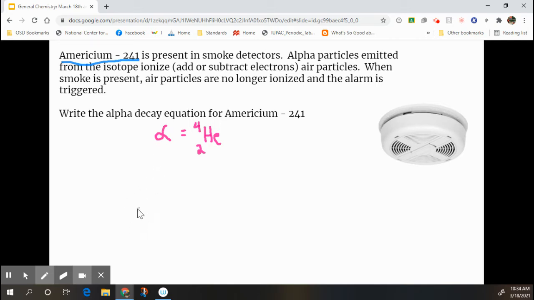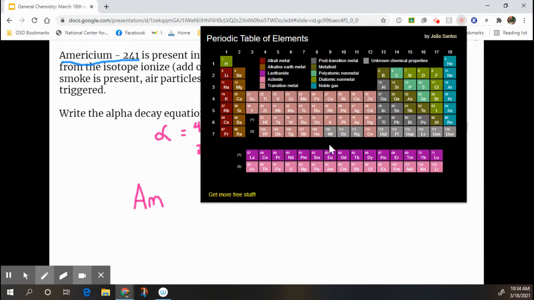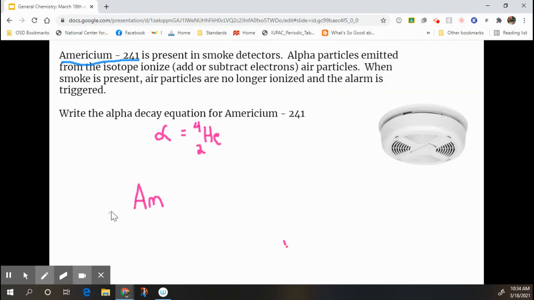So to write an alpha decay equation, the first thing I do is I write the symbol for Americium. And to find that, I look on my periodic table, and I can see Americium down here like this. It's number 95, meaning it has 95 protons. So I'm going to put 95 down here. And I get the mass number from the number that's listed by the element, which is going to be 241. And it's going to undergo some decay.